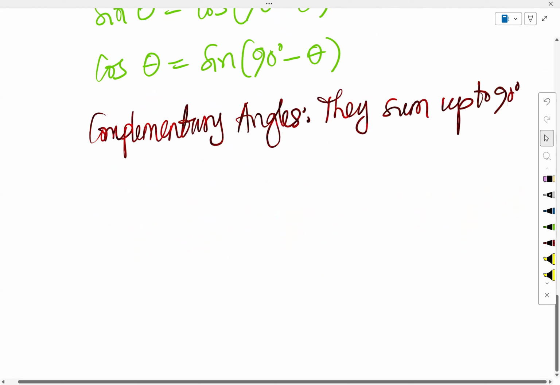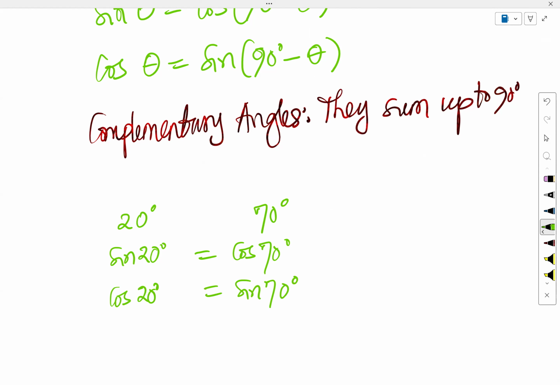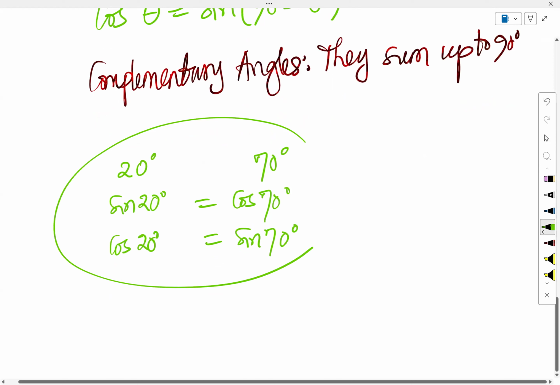So for instance, check some angles that sum up to 90 degrees. For instance, 20 degrees and 70 degrees sum up to 90 degrees. So that simply means that sine 20 degrees is equal to cos 70 degrees. That's what that simply means. And in the same way, cos 20 degrees is going to be the same as sine 70 degrees. You can check that out.